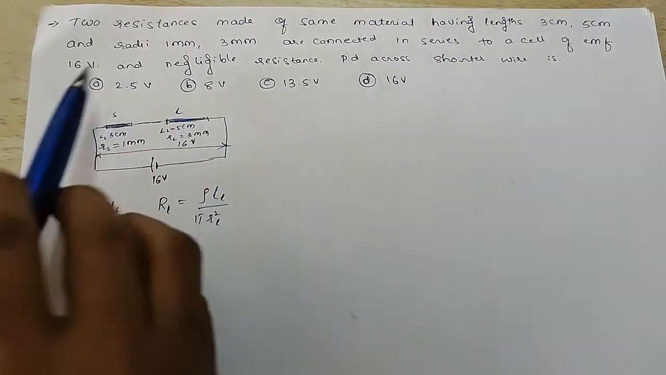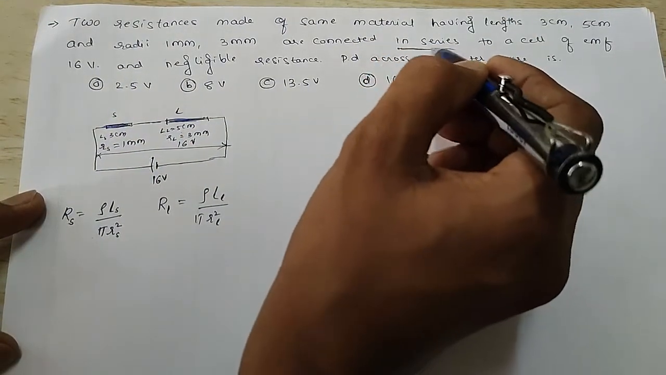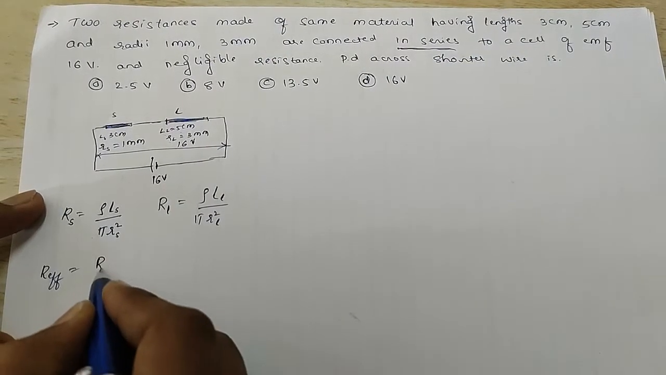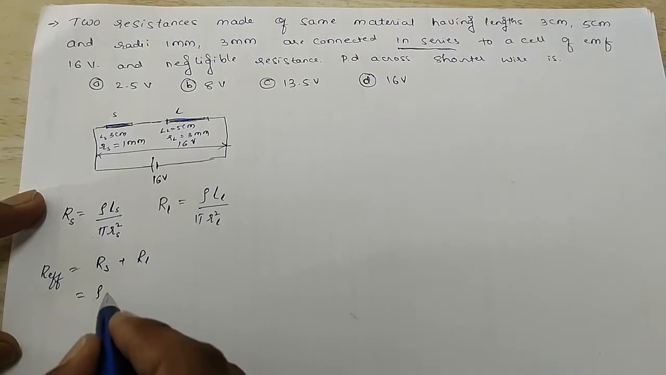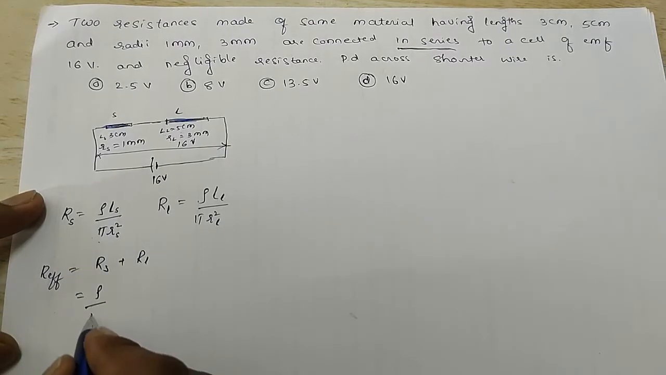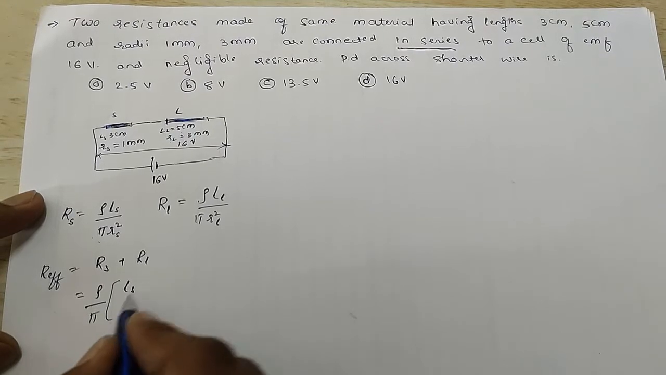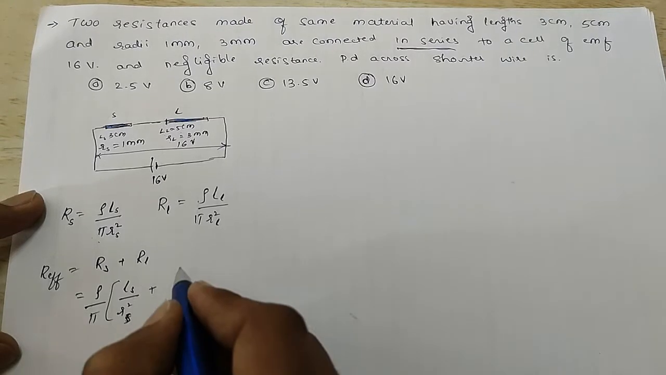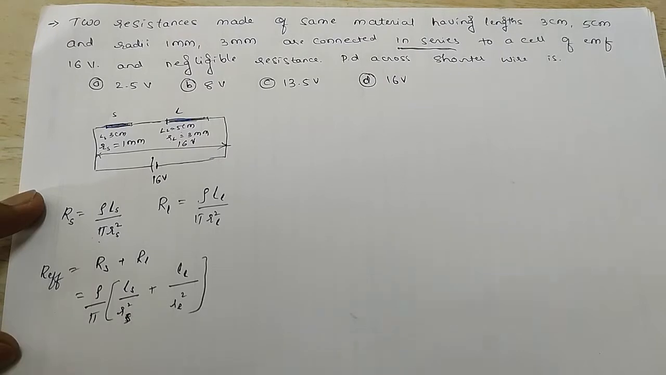These two wires are connected in series, right? Here you can see these two wires are connected in series. Then the effective resistance is RS plus RL, which can be written as rho by pi as common, and inside the bracket LS divided by RS square plus the length of the larger wire divided by the radius of the larger wire square.